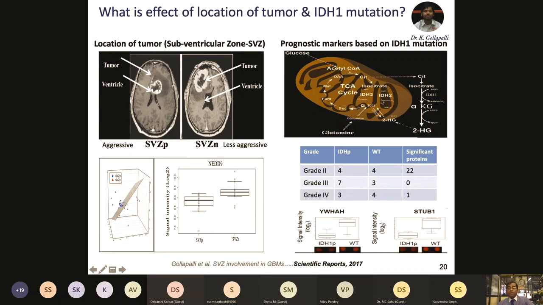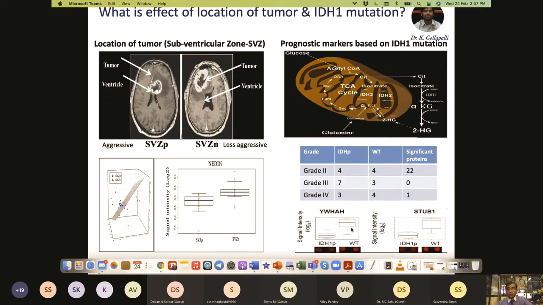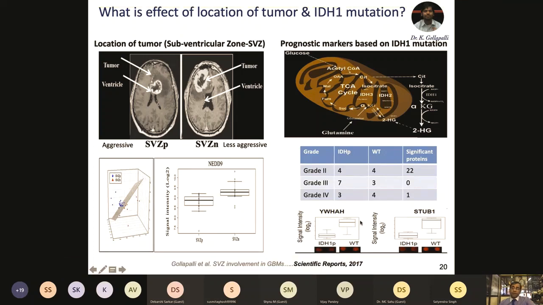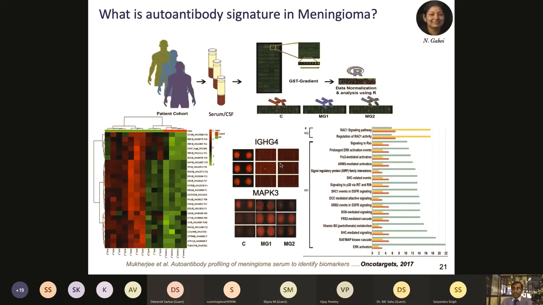Similarly, we looked into the prognostic nature of the IDH1 mutation only on a subset of patients for which we had sequencing data available, and we could identify two proteins, STUB1 and YWHAH protein, which showed differential response in wild type and IDH mutants. So again, once you have this biology, you can always go back to those data sets and reanalyze the data, or perform new experiments, and dig deeper into the biology to find out what is happening at the proteome-wide scale.